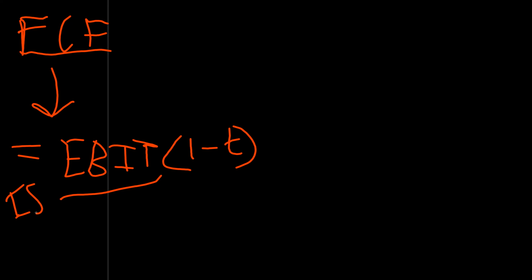But wait, we actually have to pay taxes. That's a cash expense. So let's adjust for taxes, right? So earnings before interest and taxes, we cross out taxes by multiplying by 1 minus the tax rate, right? So now, I'm just going to get rid of that so it's easier to read. So we have EBIT times 1 minus the tax rate. Now what else do we want to do?